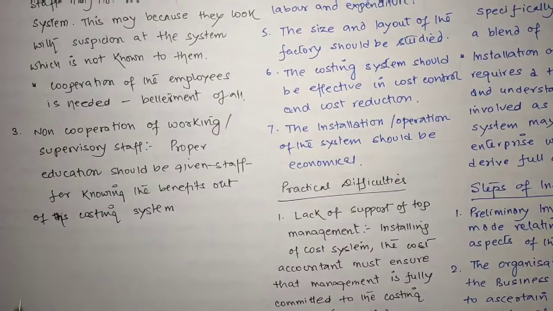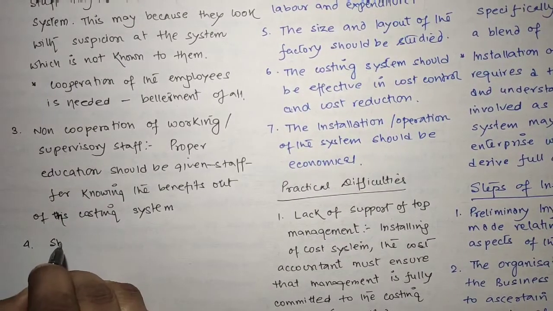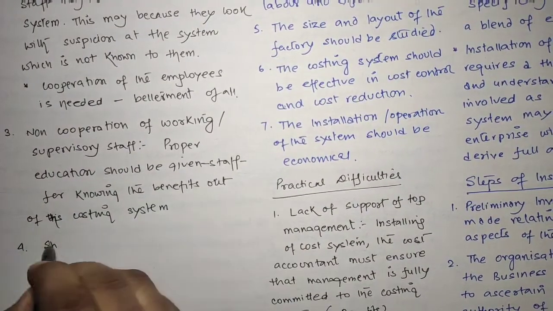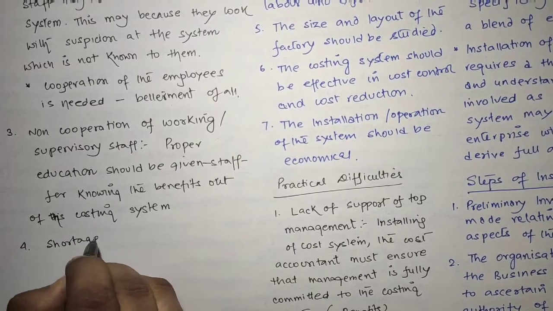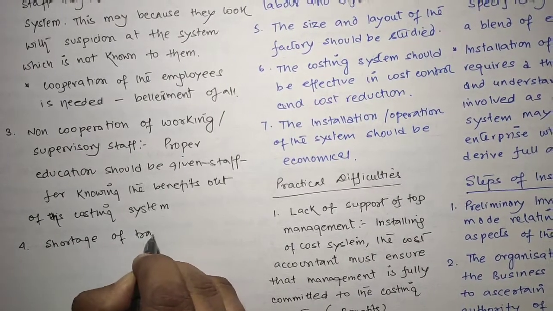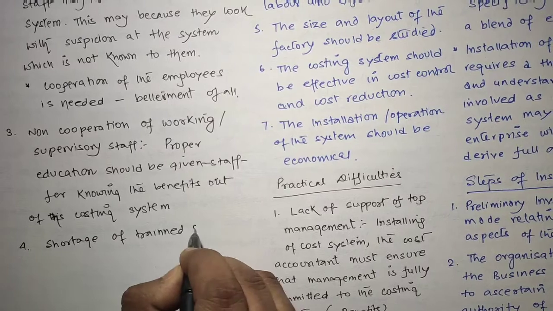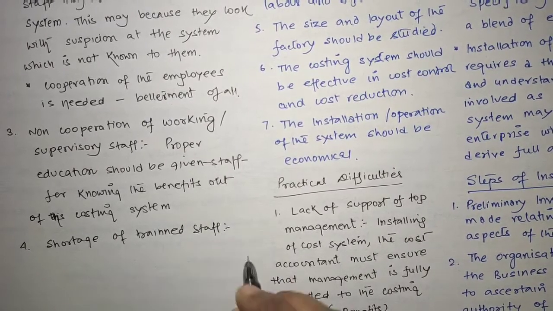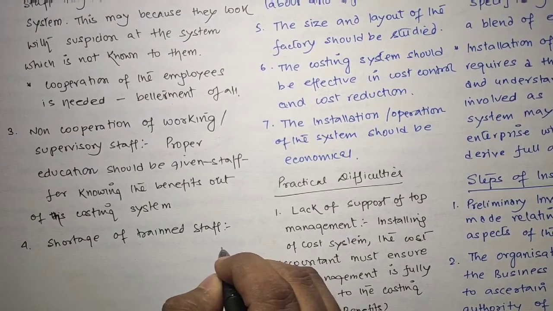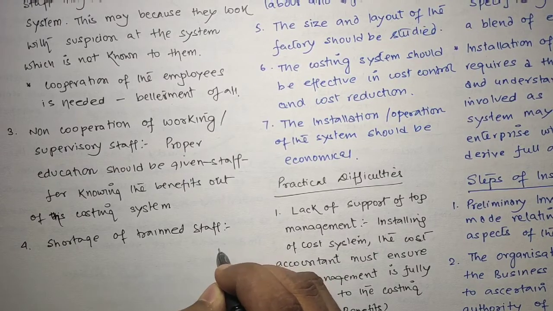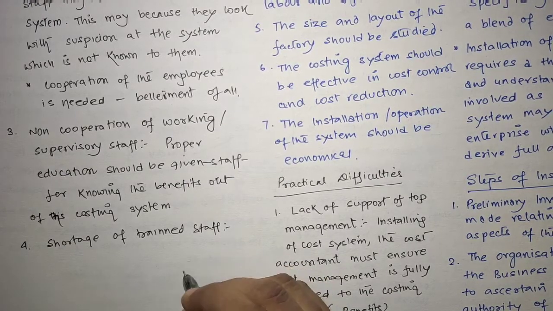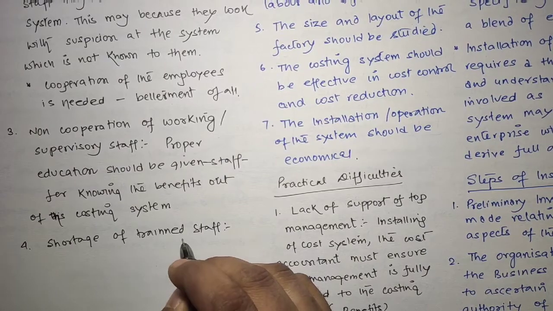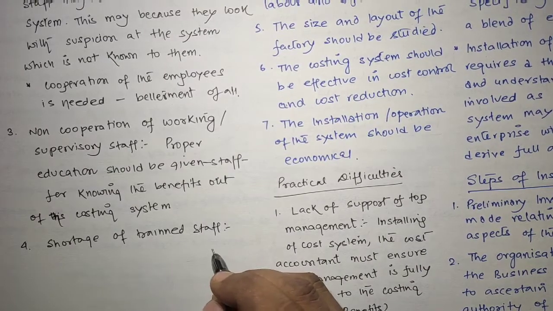And the last point is shortage of trained staff. In initial stages, there may be shortage of trained staff for cost accounting system, but staff should be properly trained in this department so that the management can run efficiently.